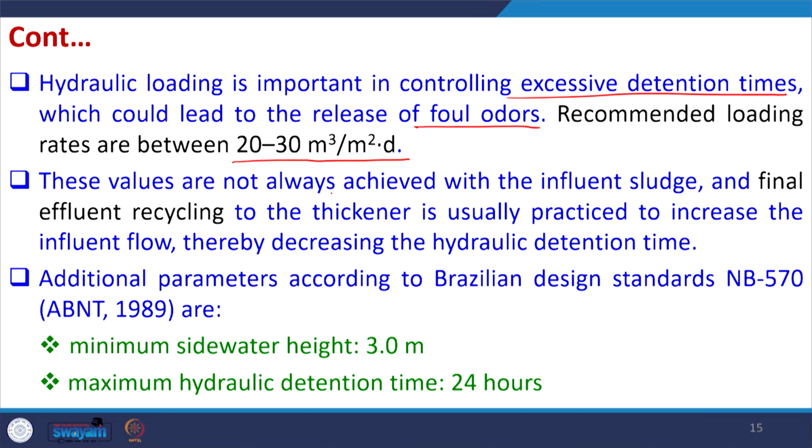These values are not always achieved with the influent sludge, and final effluent recycling to the thickener is usually practiced to increase the influent flow and thereby decrease the hydraulic detention time. Additional parameters according to Brazilian design standards are, for example, minimum side water height and maximum hydraulic detention time. So, these are the design standards which are there.